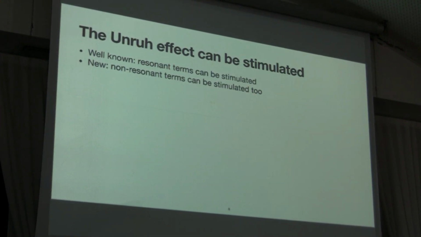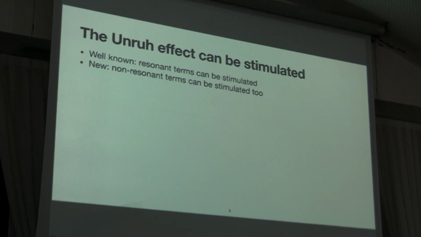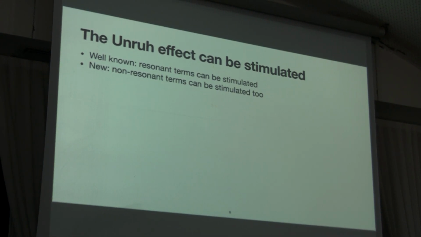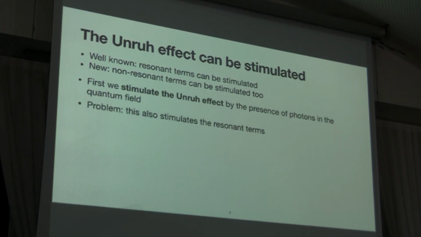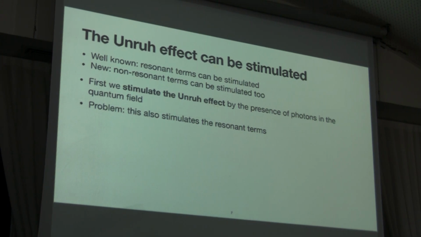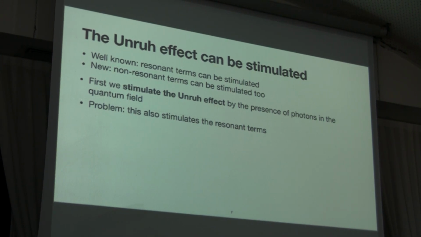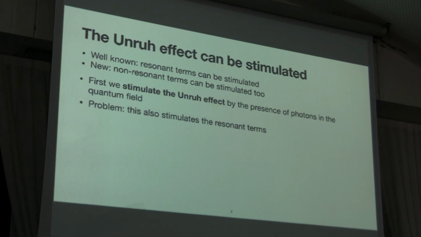Okay, so this is the story. As I just said, we know that the resonant terms can be stimulated. Now we find that also the non-resonant terms can be stimulated as well. Think of Unruh effect, Hawking effect. So what we do, we first stimulate the Unruh effect. We do this by presence of photons in the quantum field. The problem that we encounter is the usual one, which is stimulating the non-resonant terms also, of course, stimulates the resonant terms, because they all come from the same Hamiltonian.